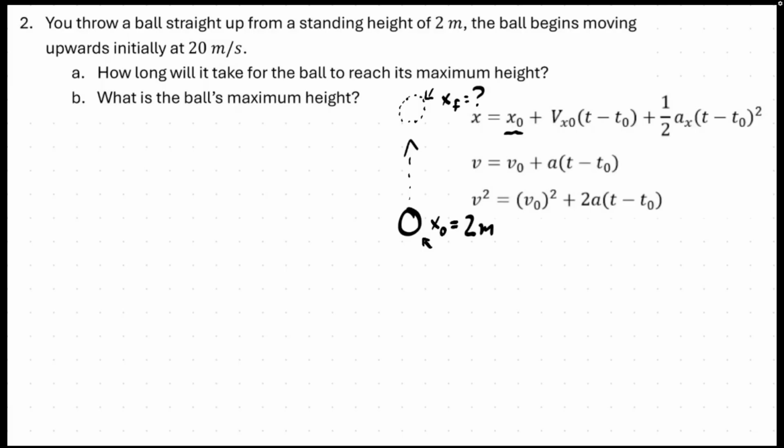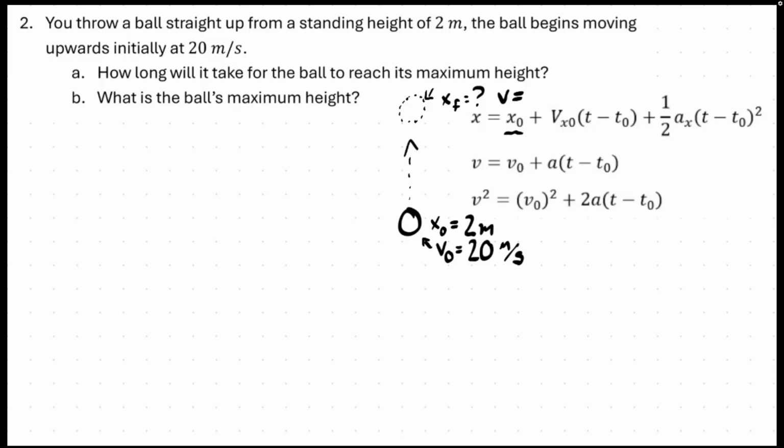What else do we know? We know the initial velocity. The velocity naught was given to us as 20 meters per second, so we can write that as well. And the velocity up here, do we know it? It wasn't stated in the question, but do we know it?